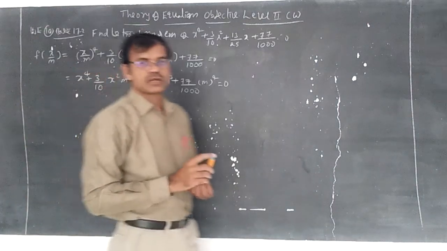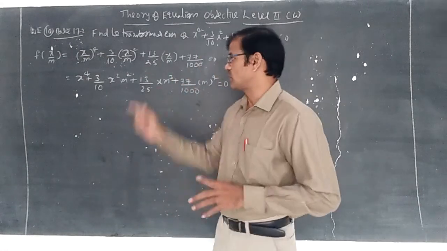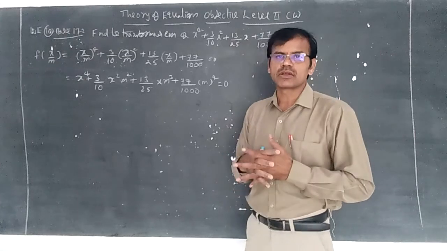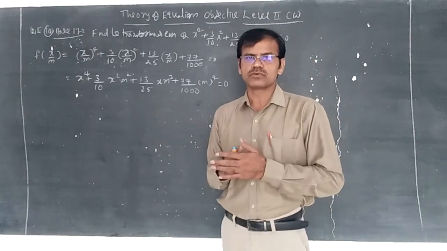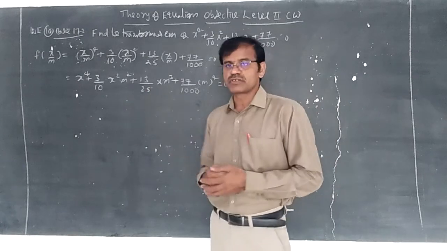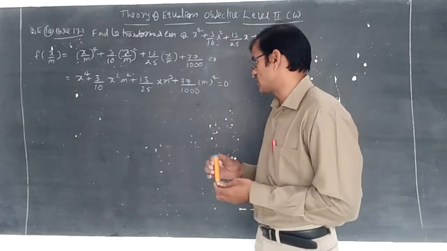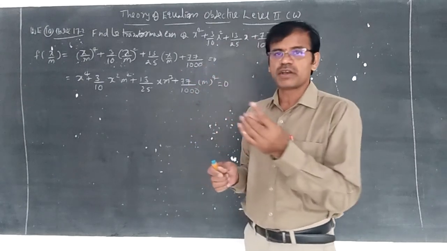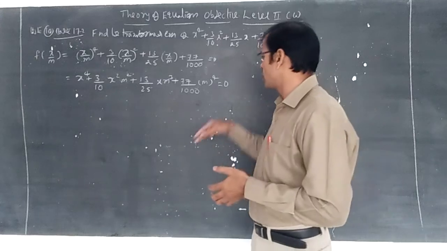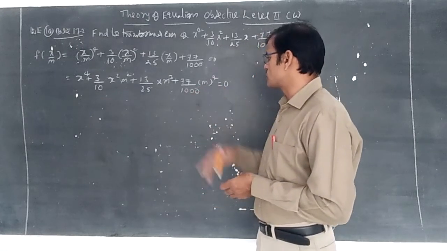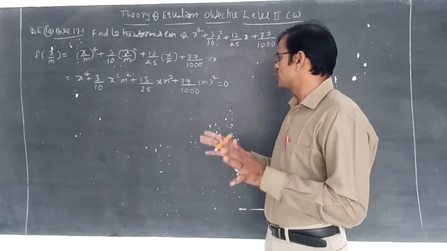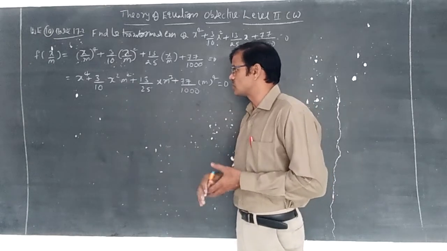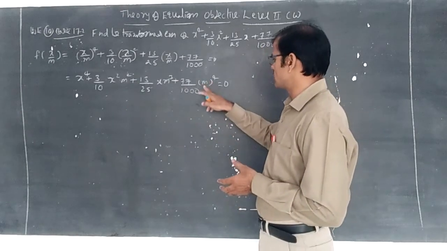So the leading coefficient, whatever the x power 4 has, it should be 1. Already we got 1. We should get the transformed equation with integral coefficients. Integral coefficient means 3, 4, 2, 1 like that. Not 3 by 10, 13 by 25, 77 by 1000 like this. So to get the integral coefficient, the large number will be divided in a proper way by the given number. So this is 1000. If we put 1000 here, 1000 will get cancelled. 1000 will be divided by 25 times, and this will also divide.